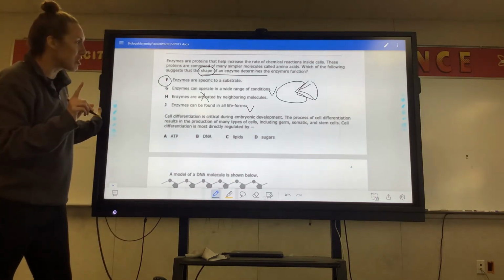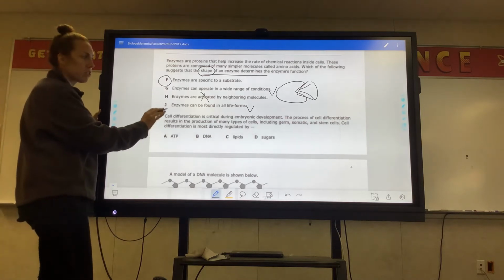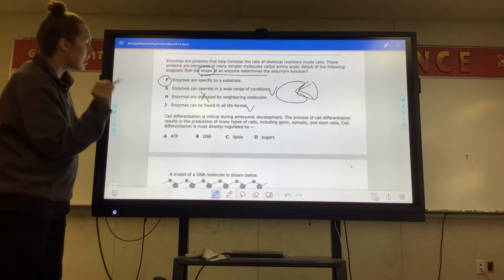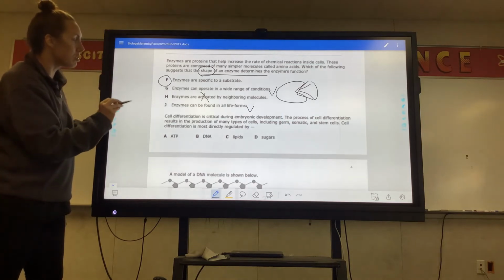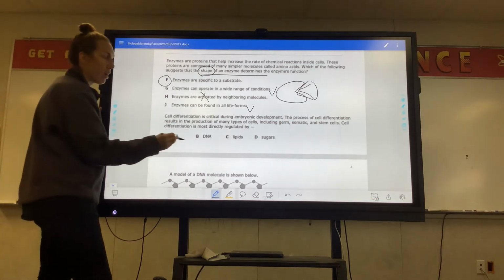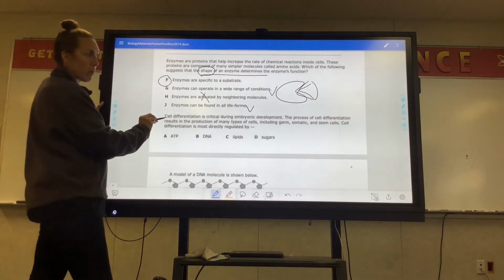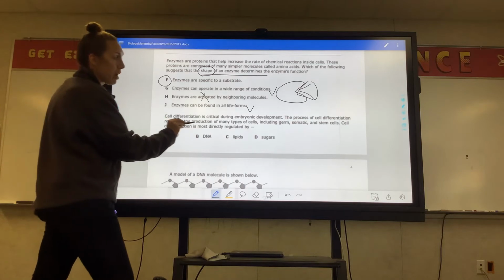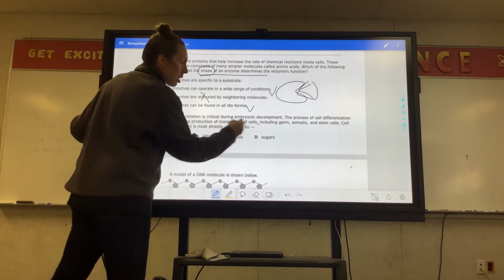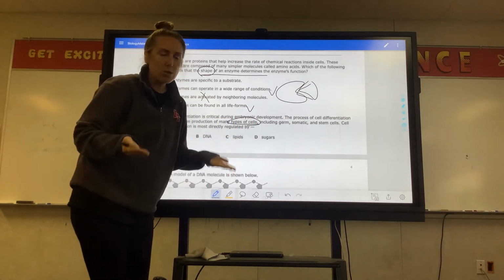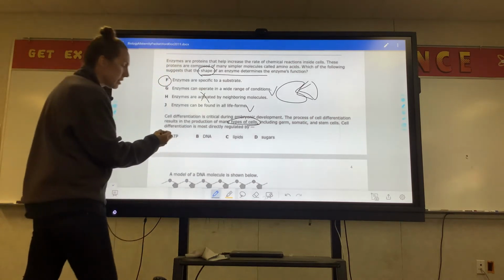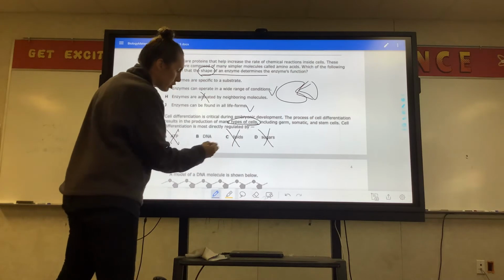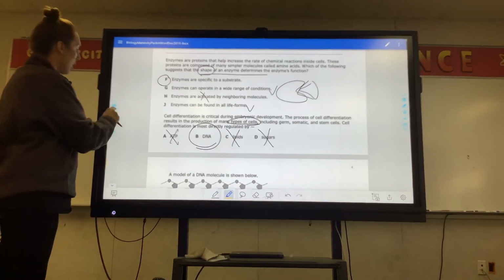Cell differentiation is critical. Okay, all of this is just kind of fluff. Here's the main question. Cell differentiation is most directly regulated by, okay, so they told you right here, cell differentiation results in the production of many types of cells. Who tells you how to make many types of cells? It's not energy, it's not lipids, fats, and it's not sugars. Your DNA tells you.